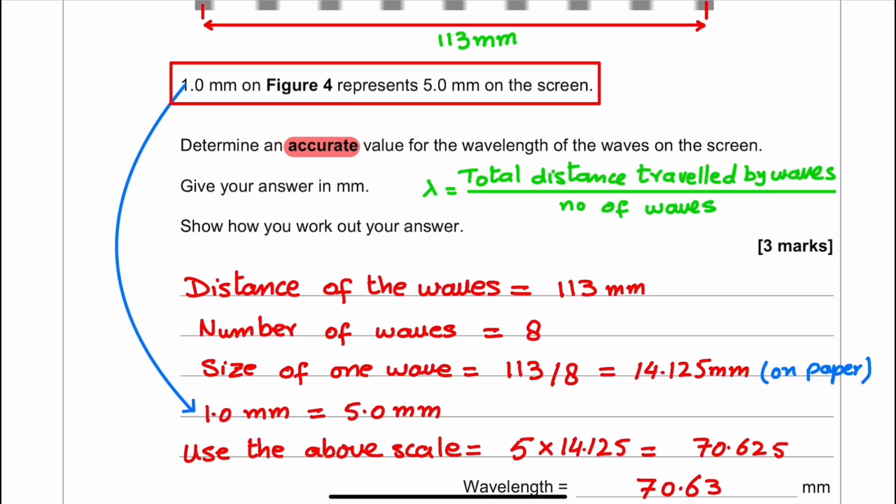The scale is already given, 1 millimeter is equal to 5 millimeter. Therefore, we will multiply this value 14.125 with 5, and the answer is 70.625 or 70.63 millimeter on the screen below the ripple tank.